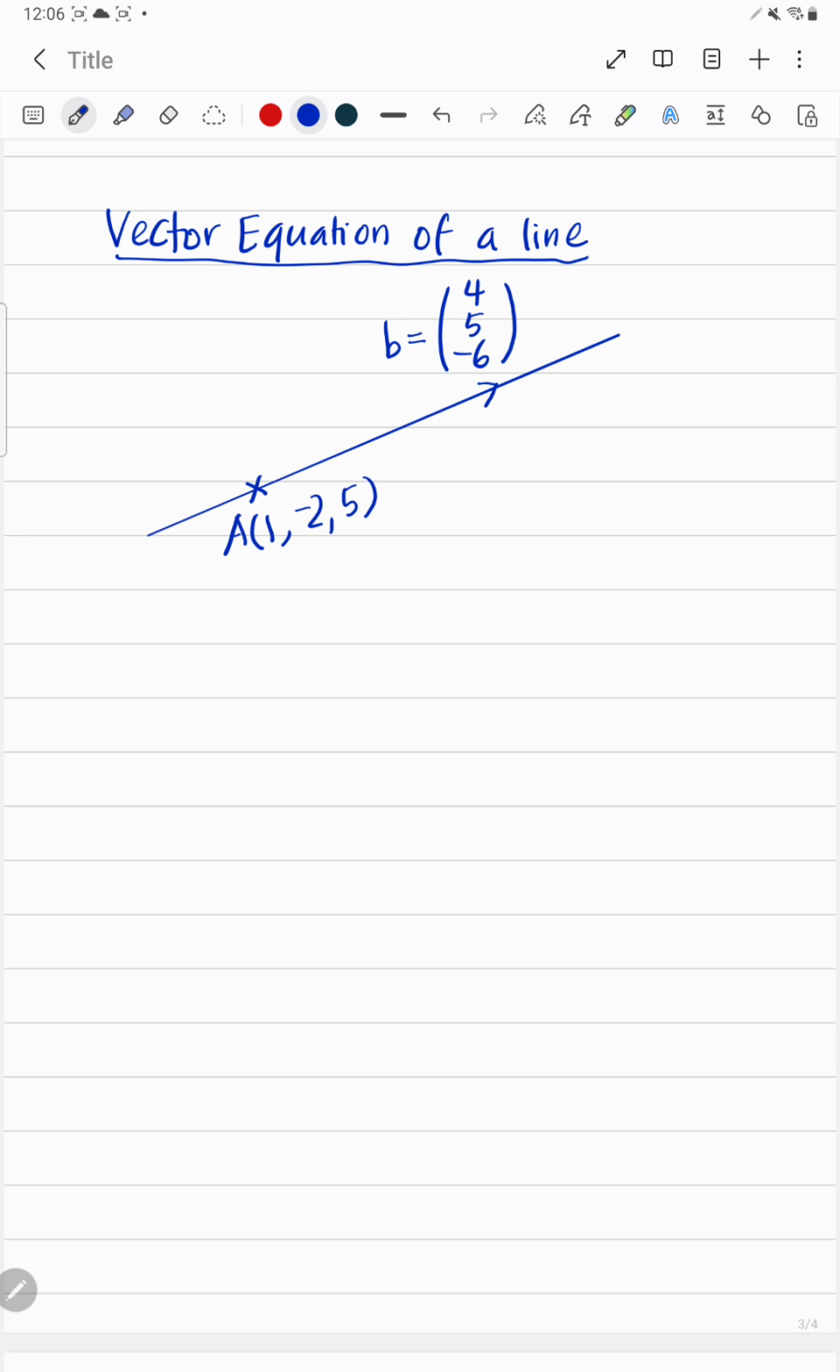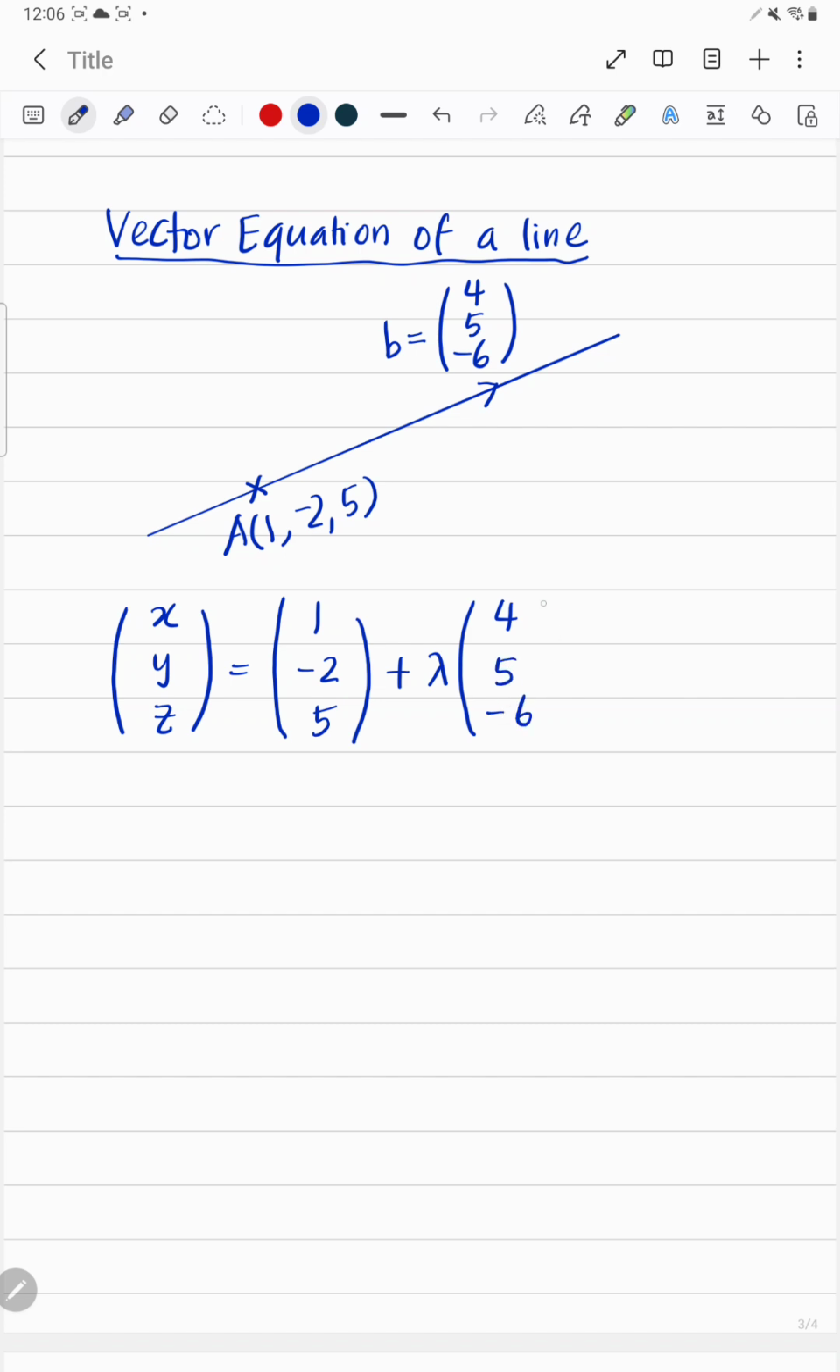So the most common vector equation of a line can be represented by column vector x, y, z, which is the representation of any point on a line in general, equals to the fixed point 1, -2, 5 plus lambda followed by 4, 5, and -6, which is the vector equation of the line.